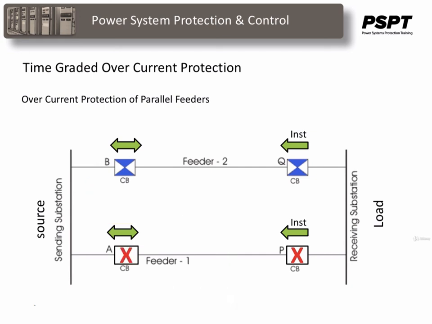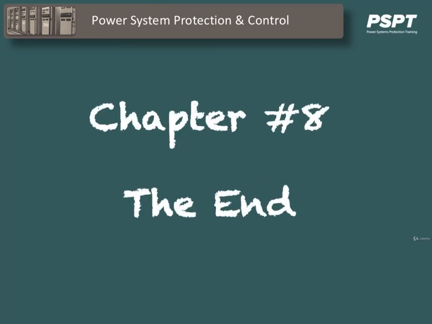Then, because of overcurrent IA, CBA will trip. In this way, the faulty feeder is isolated from the system. This ends Chapter 8.